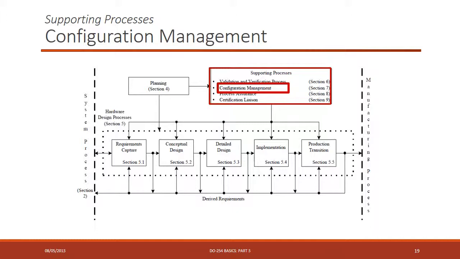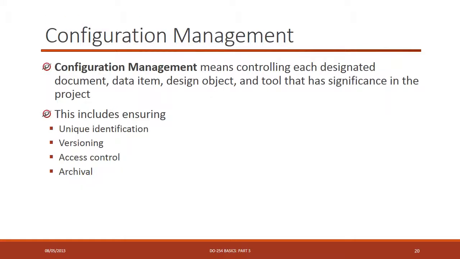The next supporting process we're going to be talking about is configuration management. The role of configuration management is to ensure that every important piece or item of the DO-254 program is kept under control. In other words, if you have a document, a data item, design object, or a tool that has some kind of significance in terms of meeting DO-254 compliance, it has to be kept under configuration management. And this means ensuring each item has a unique identification, is under version control, is under access control, and is archived for potential future retrieval.